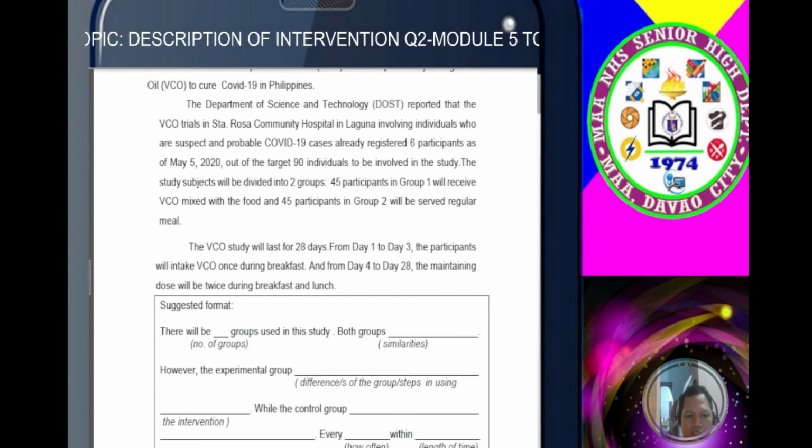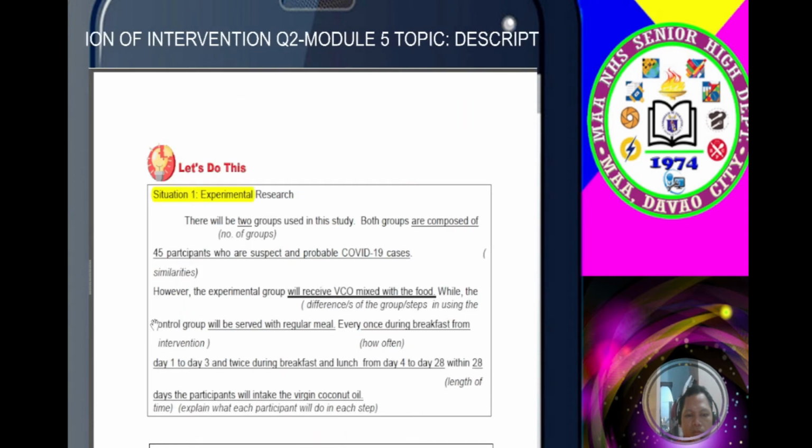Okay, so let's check. Here is the sample answer. I hope you check your work there. There will be 2 groups used in the study. Both groups are composed of 45 participants who are suspect and probable COVID-19 cases. These are the similarities.